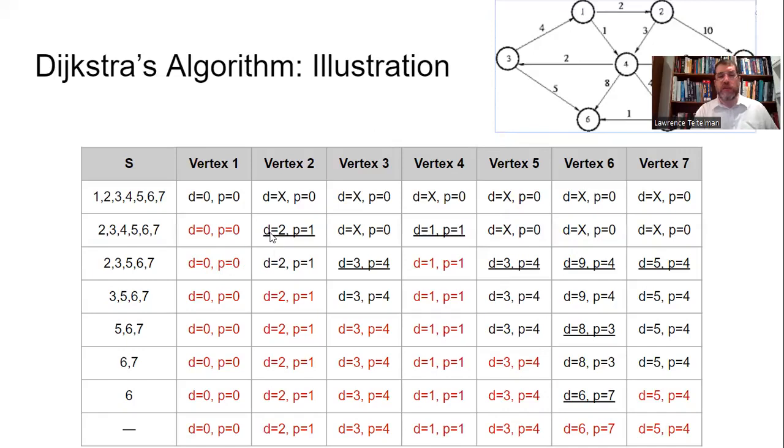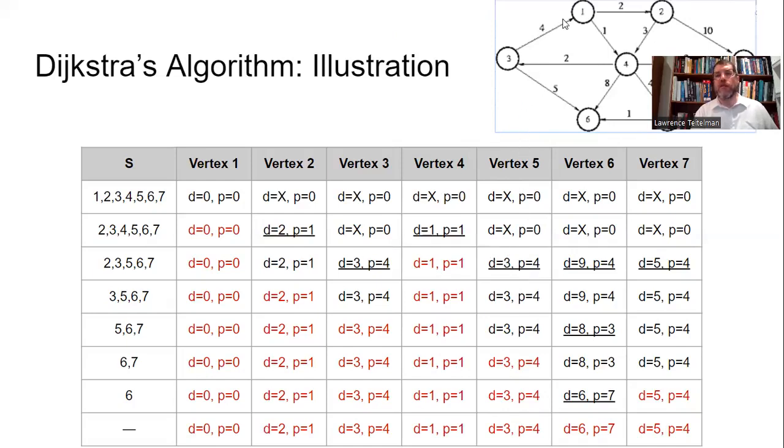Okay, then I look through this and I say, which one should I choose? It's the smallest distance. So I have 2, infinity, 1, infinity, infinity, infinity. I take the smallest one as 1. This one becomes red. And I update. I say, well, by going through vertex 4, can I do any better? And this one changes. It says, yeah, I can go from 1 to 4 to 3 for a total cost of 3. 1 plus 2. So that's why this became 3.